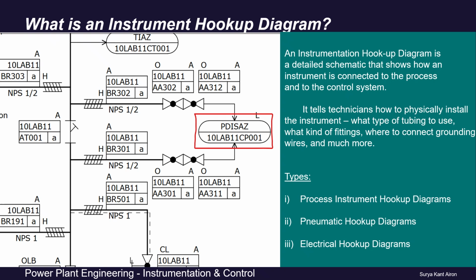And the third type is electrical hookup diagram. This is rarely used and is prepared only if required as per customer contract. This is for electrical wiring, cable glands, junction boxes, etc. So in this session, we are going to focus on process instrument hookup diagram.